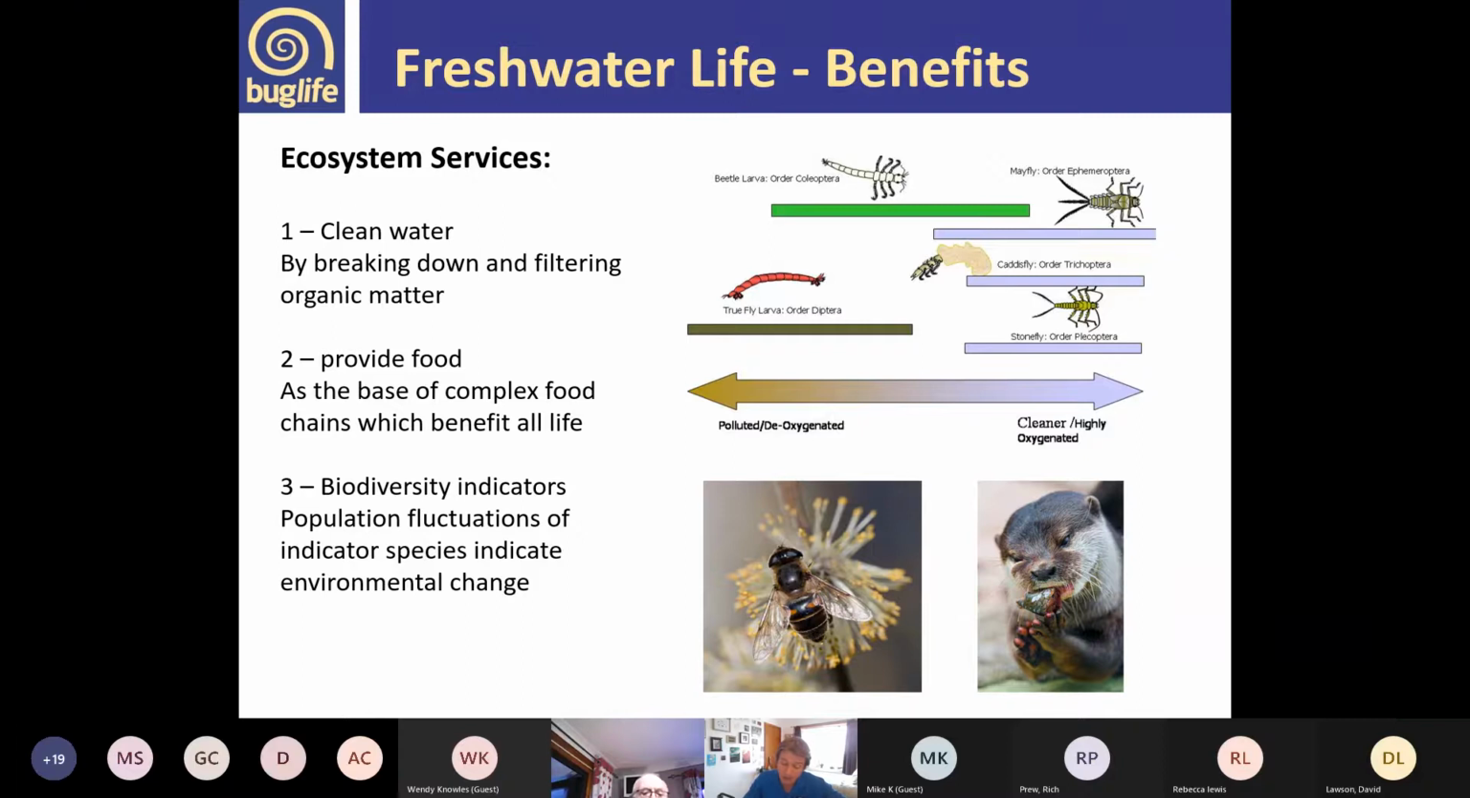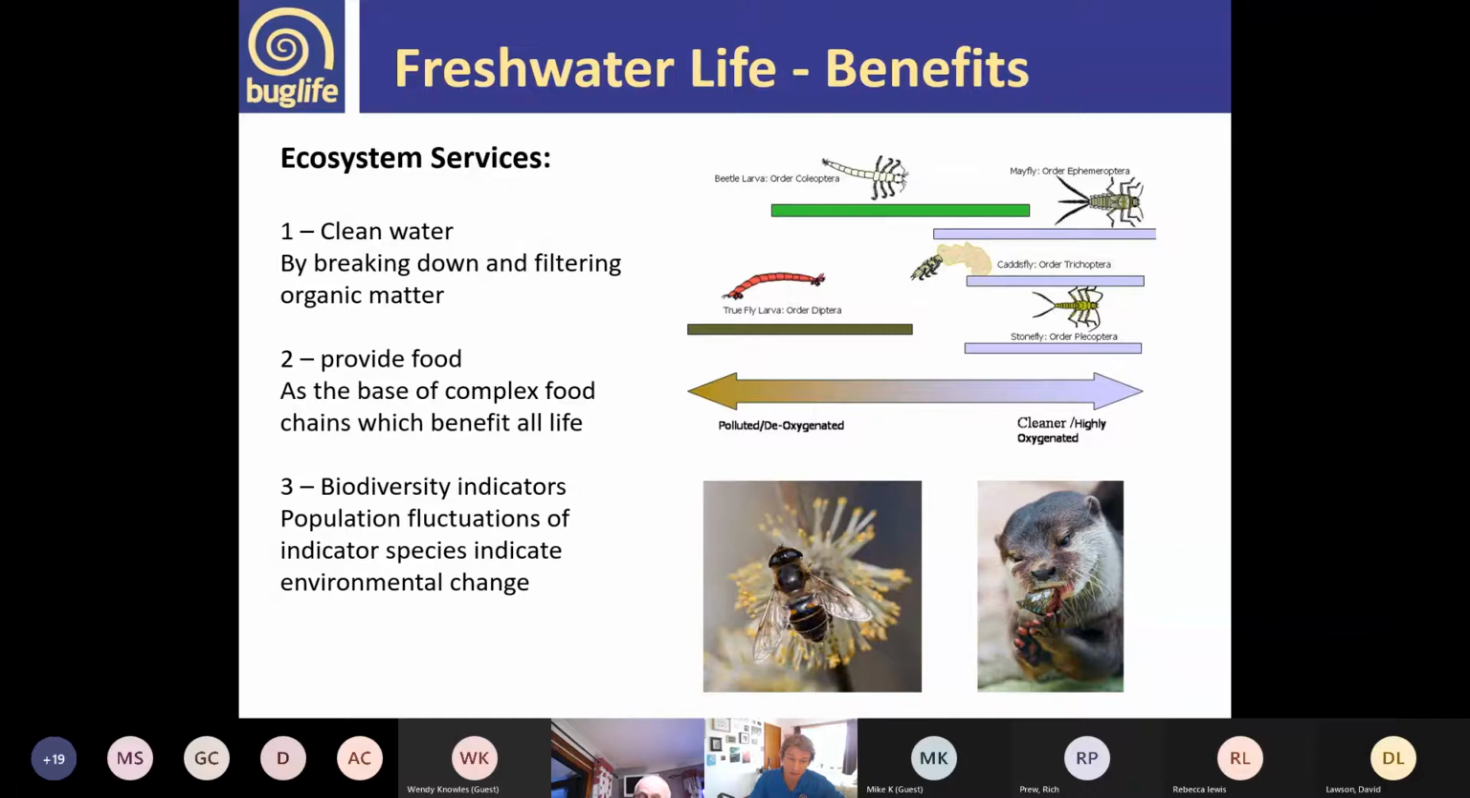The second ecosystem service they provide is that they form the base of what is often a complex food chain, benefiting all life further up the chain, including otters, which are dependent on fish, and also benefiting humans for the same reason. So whilst we're fishing or farming for fish, we're reliant on the invertebrates that are feeding those fish. And the third ecosystem service that they provide is that many invertebrates act as biodiversity indicator species due to their specific habitat requirements. So for example, if certain species begin to die off, this may indicate that water quality has been affected by a pollution incident.